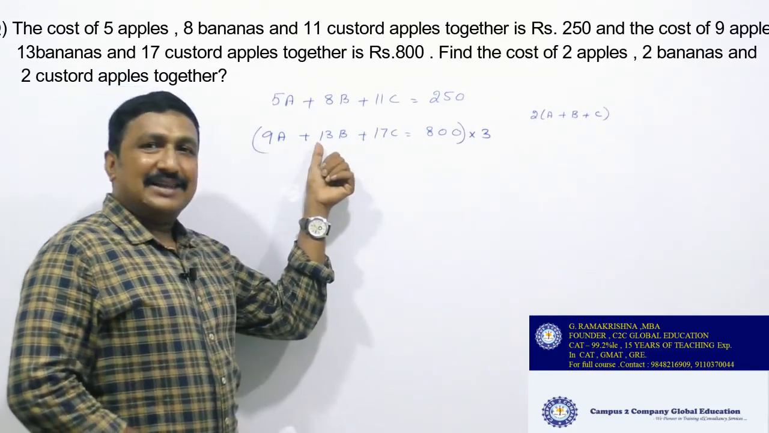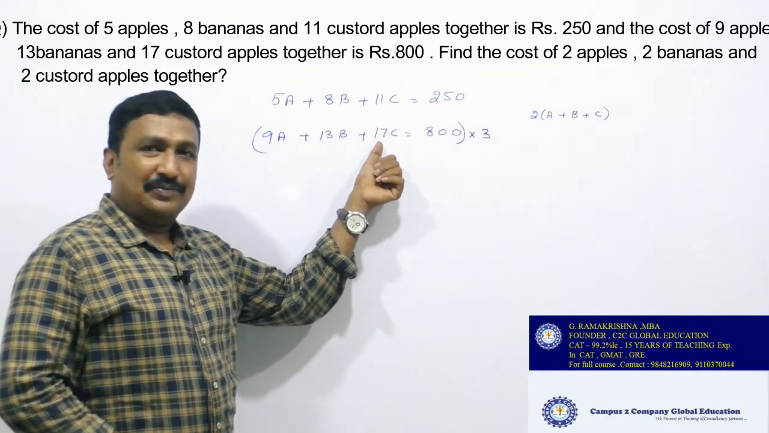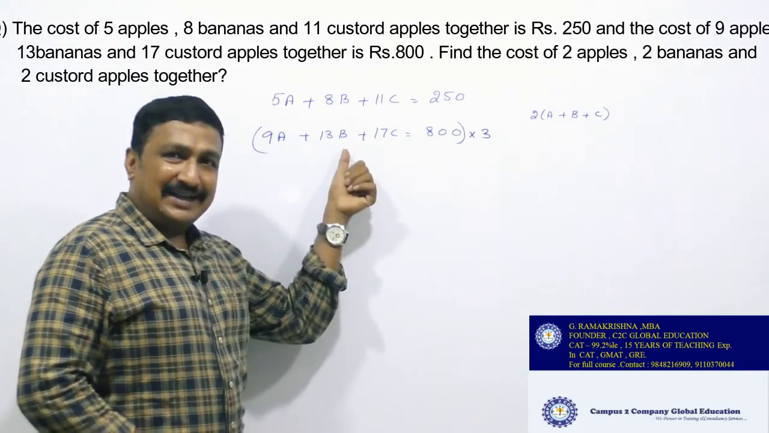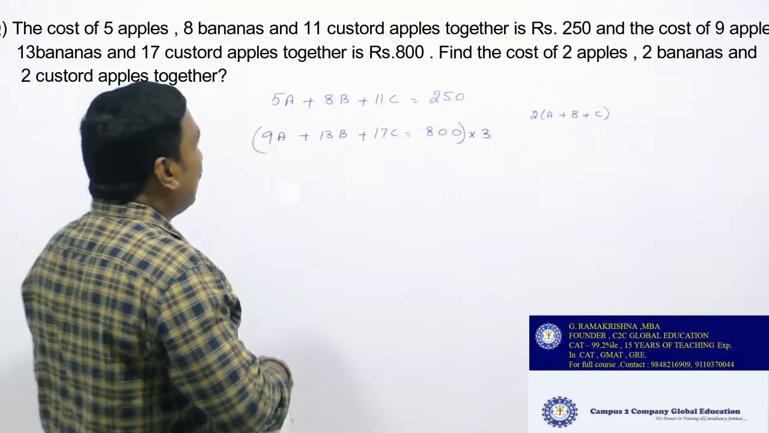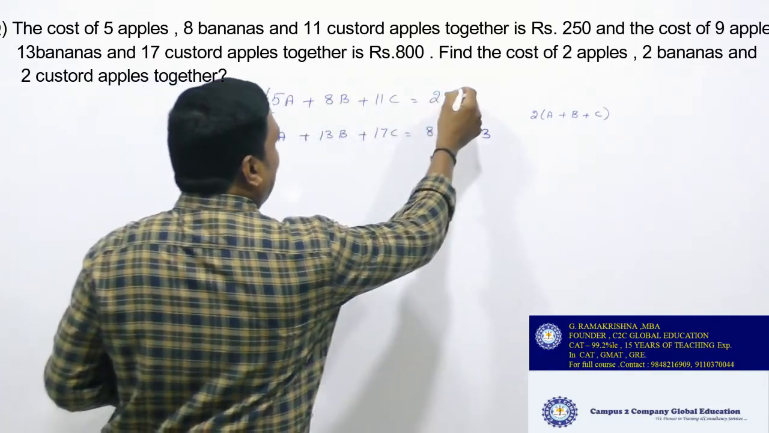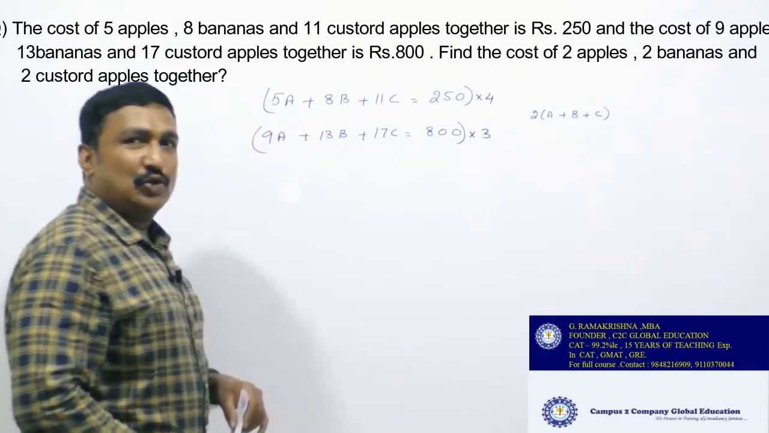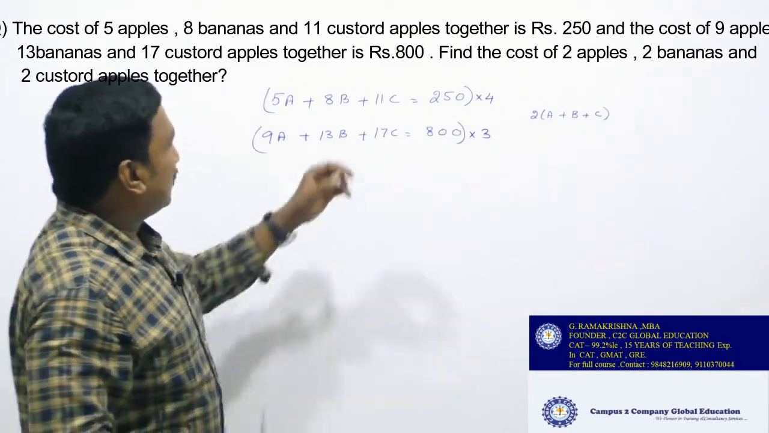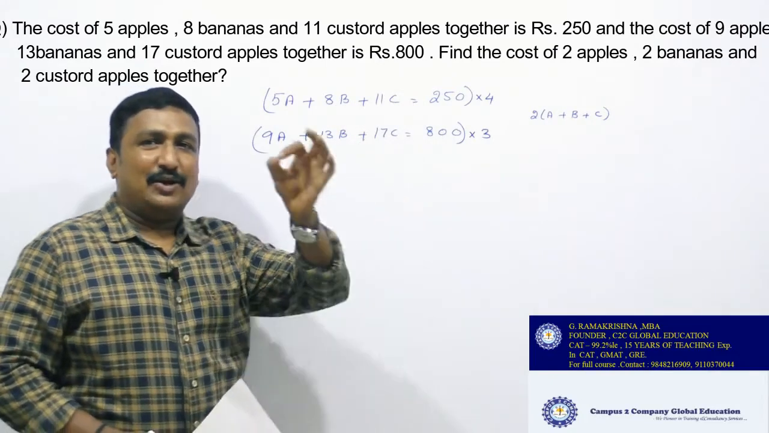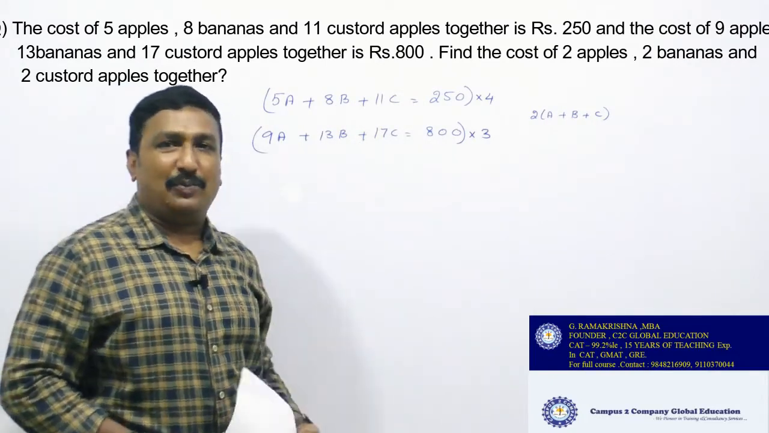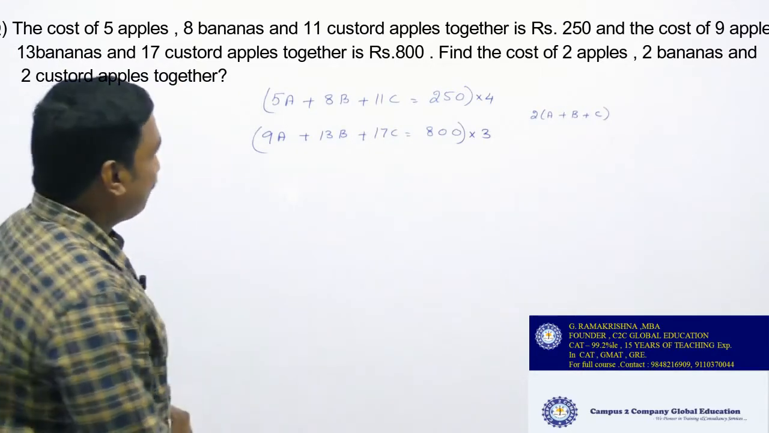Now look at the second equation. 9, 13. The difference is 4. 13, 17. The difference is 4. That means 9, 13, 17. The difference is 4. That means the first equation is multiplied by the difference of the second equation's coefficients. Right? So the first equation is multiplied by 4. The second equation is multiplied by 3. Very, very important point, friends. Right? Now we can subtract directly.